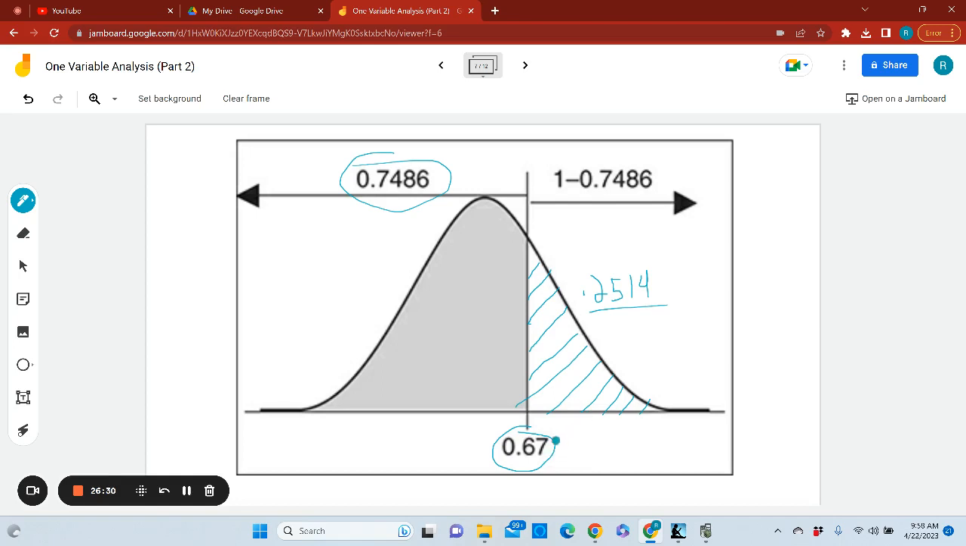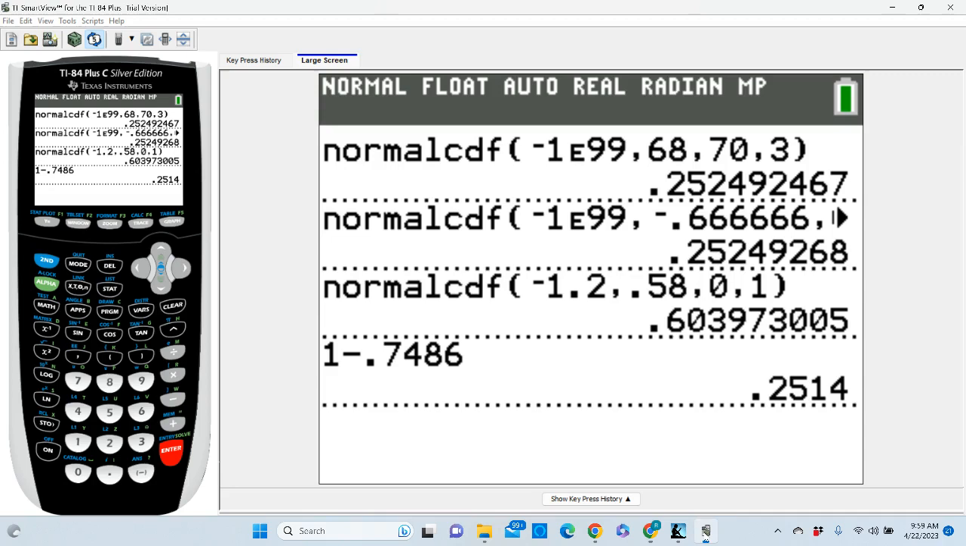But I also could use the calculator to give me this region. I just have to change my boundaries. I'm going to make my lower boundary 0.67 if I want this blue striped area now. And again, because this is a continuous curve, I want to give my calculator the biggest number possible on the right side here. So we'll tell the calculator 1E99, just like if we want to use the left end as the lower boundary, we would do negative 1E99.